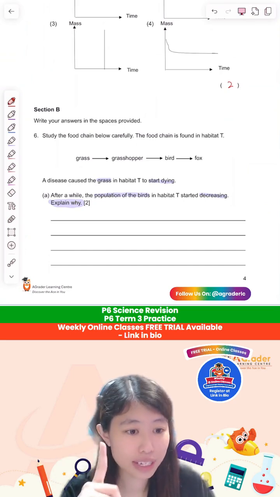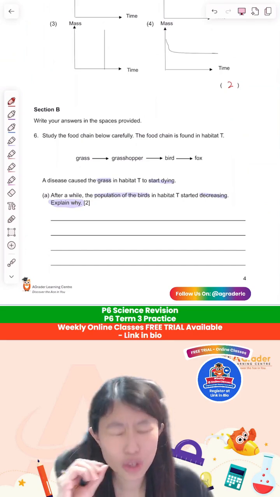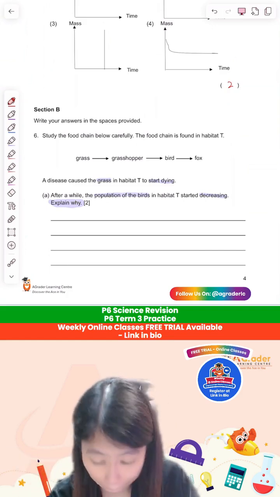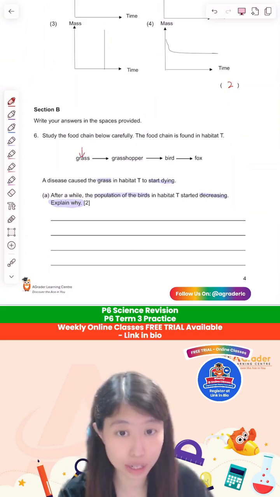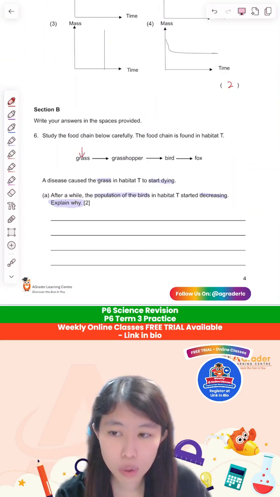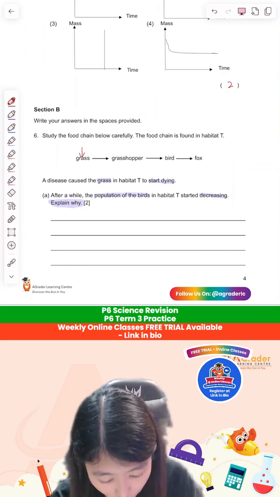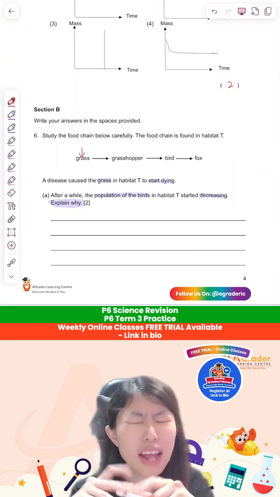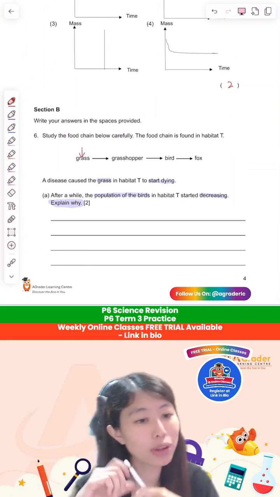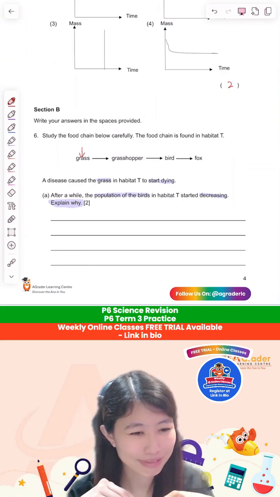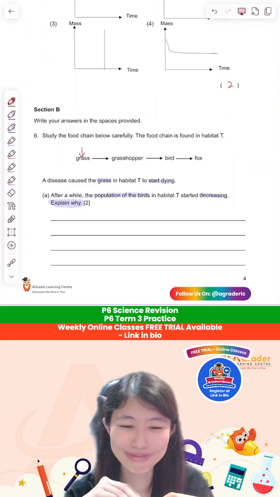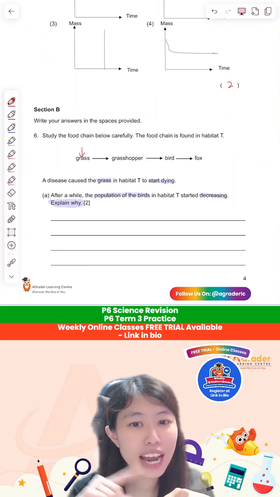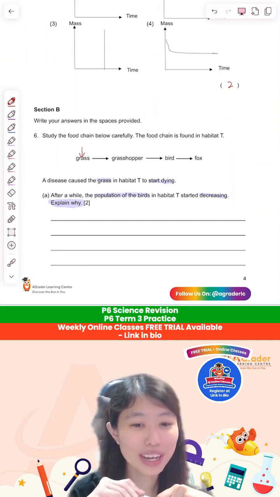So for this, everybody, what happens is when a disease causes the grass to start dying, right? That means the population of grass will start to decrease. When the population of grass decreases, it's going to affect the bird. Why? Can you tell me what will happen to the grasshopper first? When grass decreases, what will happen to the grasshopper? Do y'all know? Don't say no. They say less. It must say less for this one.